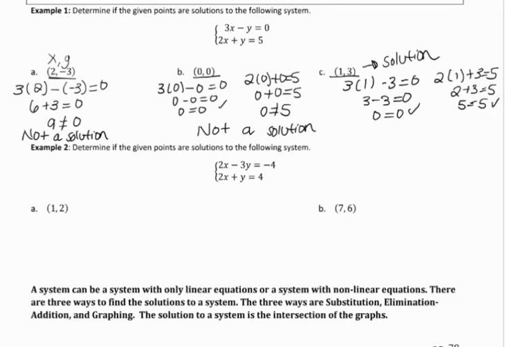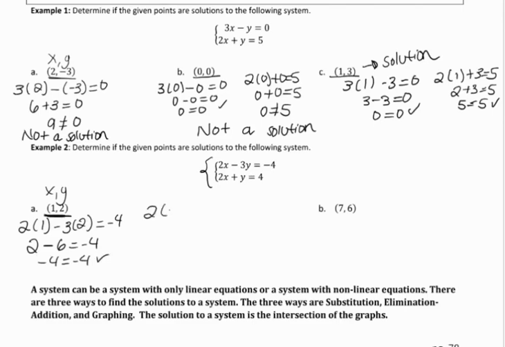Example 2. Again, determine if the given points are solutions to the following system. So we have our system, and we're going to check this point. Again, this is x and this is y. So let's plug them in. We have 2 times 1 minus 3 times 2 equals negative 4. 2 times 1 is 2, minus 3 times 2 is 6, equals negative 4. 2 minus 6 is negative 4, equals negative 4. Yes. Okay, we need to check the second equation.